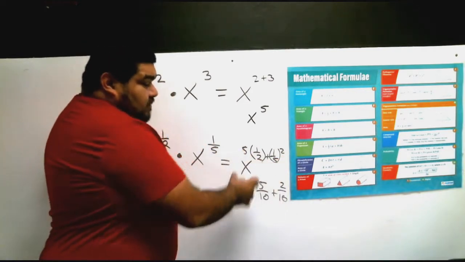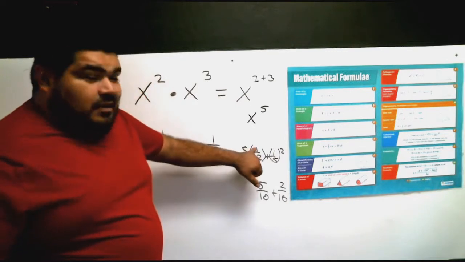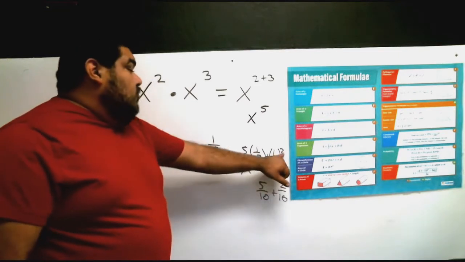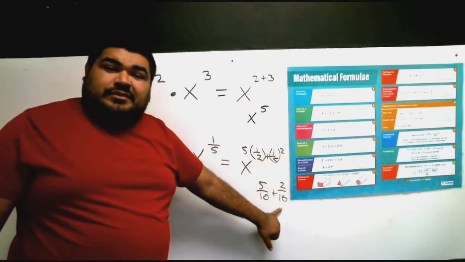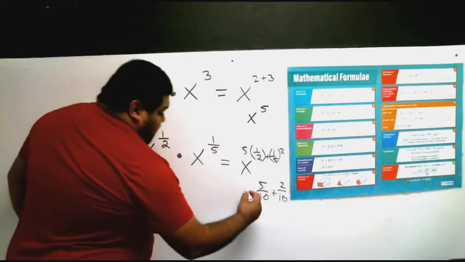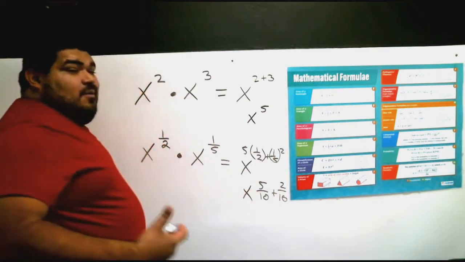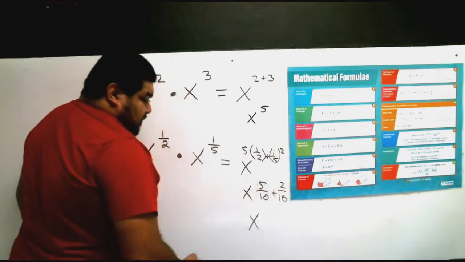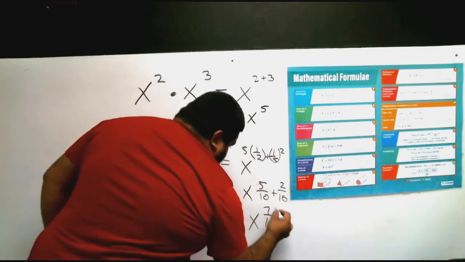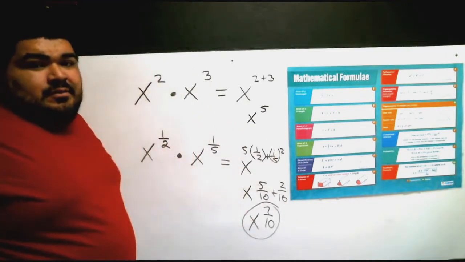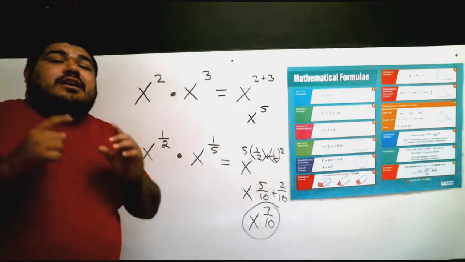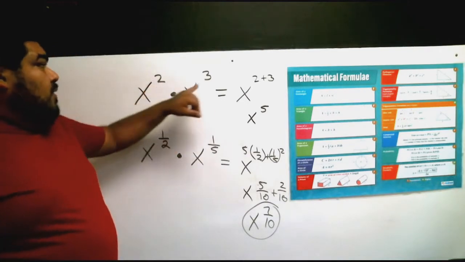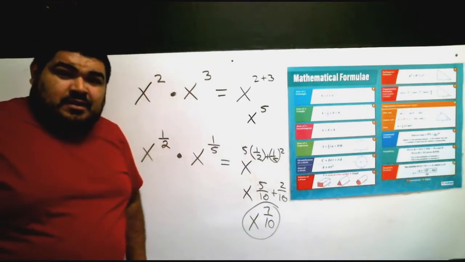But not only the bottom, we have to also do it to the top. So we did 5 times 1, and then 5 times 2. That's why it gave us 5 over 10. And then 2 times 1, and then 2 times 5, which is 2 over 10. So we have x. Now we can actually combine them. So your final answer is going to be x to the 5 plus 2, which is 7 over 10. And that is your answer. So that's the rule. When you multiply, you add the exponents.